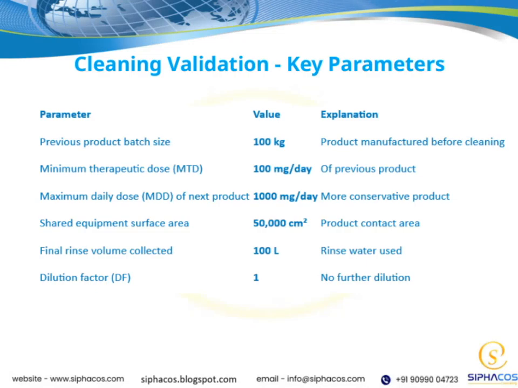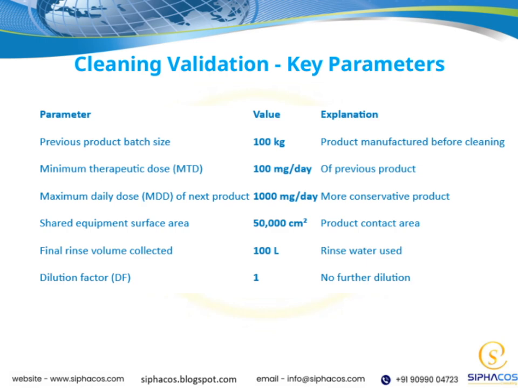Now, let's take a closer look at the key parameters involved in cleaning validation. These are essential because they ensure that our cleaning processes are effective and consistent. First, we have to focus on the residue limits, which are the maximum allowable amounts of residual contaminants after cleaning. Setting these limits correctly is crucial to prevent cross-contamination and ensure patient safety. Next, we consider sampling methods, how and where we collect samples to verify cleanliness. It's important to choose representative sampling points and techniques to get accurate results.